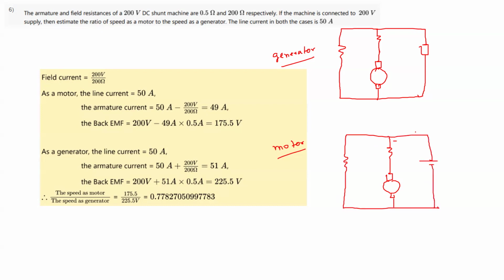Okay. So in one case, the direction of currents are like this. This is EG, this is V, this is RSH, this is RA.